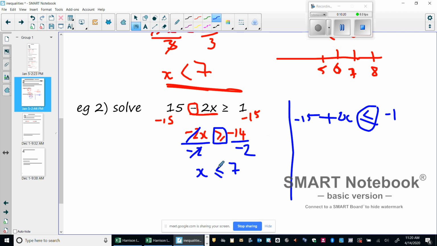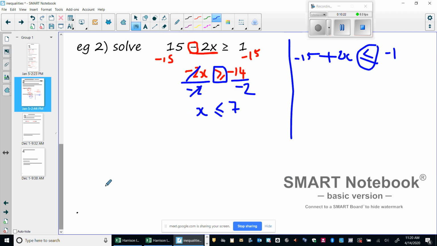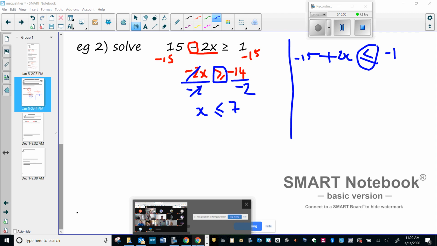Everyone clear on that? Is there anyone thinking, what on earth is she on about? So is it just whenever you're dividing by a negative, you switch the sign? Yes, that's exactly when we do it.